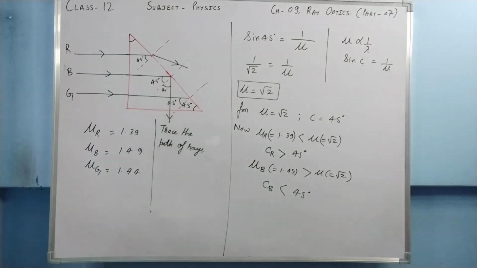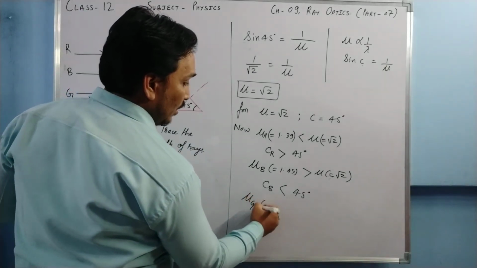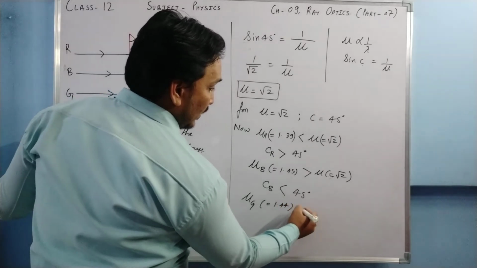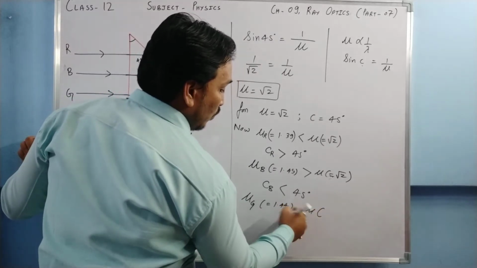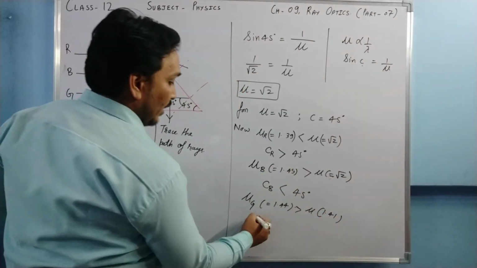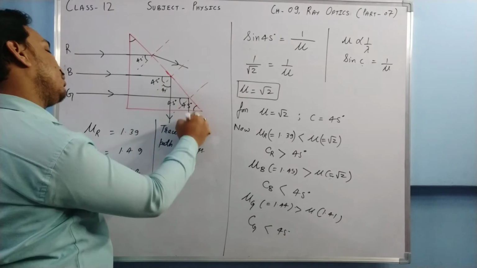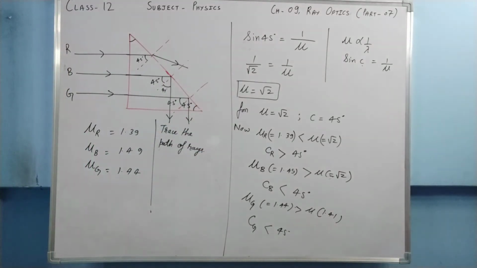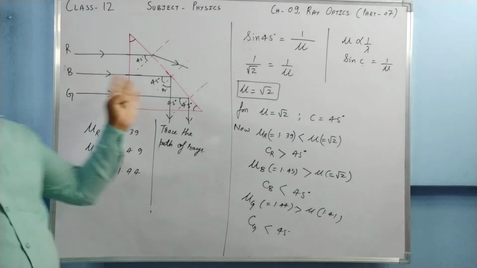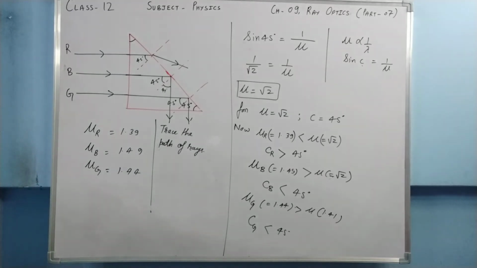It will go downward. The same goes with green also, because the refractive index of green color, which is 1.44, is greater than mu, which is 1.414, the value of root 2. So the critical angle for green color should be less than 45, and green color will also come downward by reflection. So red color will pass through the prism, and green and blue colors are reflected back. This is how we trace the path, and this is the whole question. So this is all about your TIR.